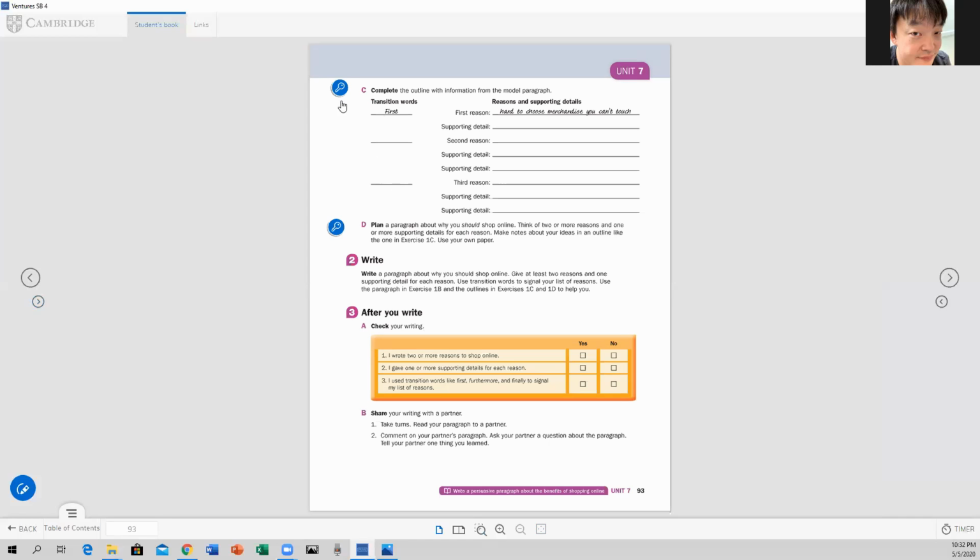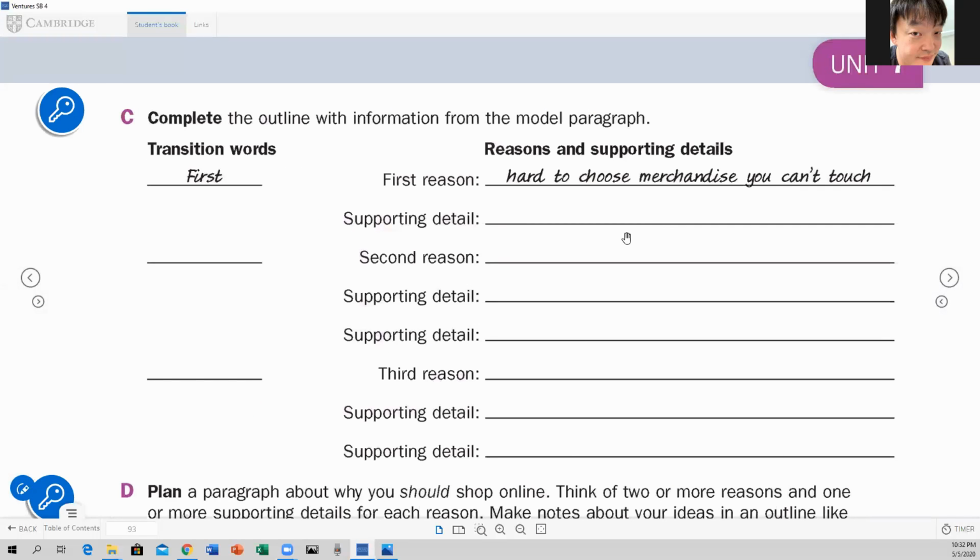So at this point, what you can do is try to do this whole page on your own. You can pause the video, try to do this whole page on your own, and then come back for the correction after you finish, or you can follow along. Okay, but let's go now. Exercise C, page 93 in your student book. Look what the exercise is asking us to do. Complete the outline with information from the model paragraph. Okay, so now you have to go to the paragraph and come back, and you have to complete this.